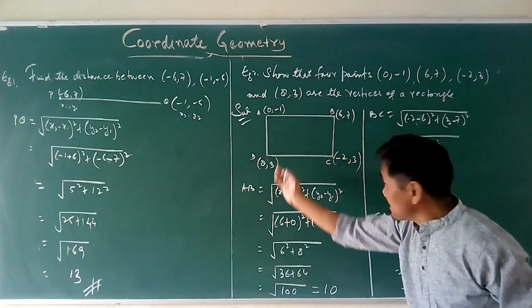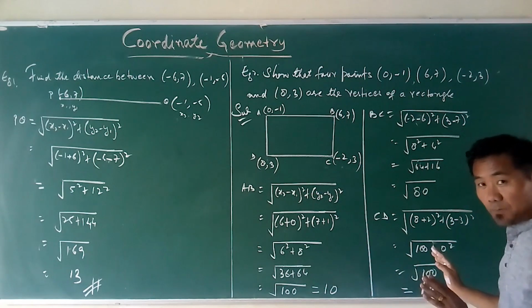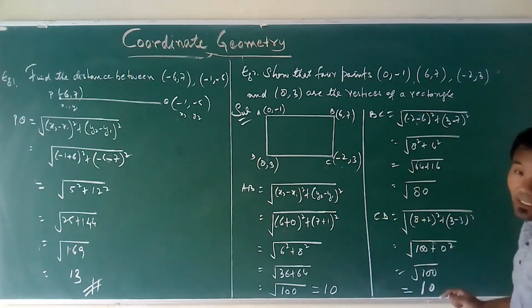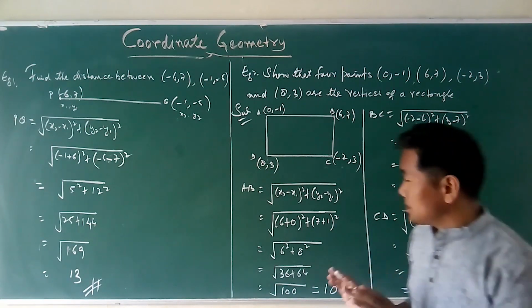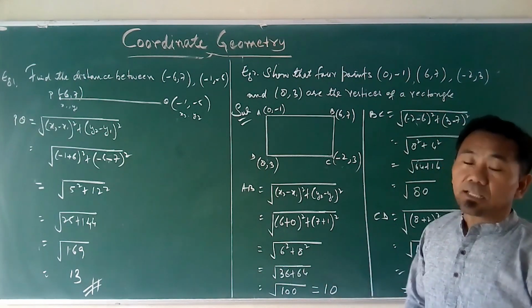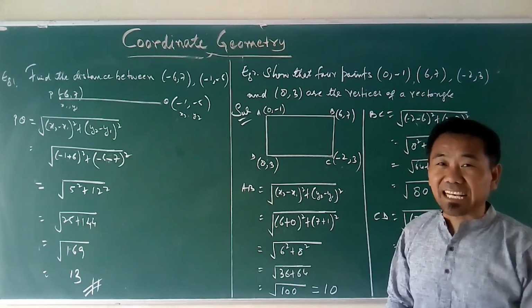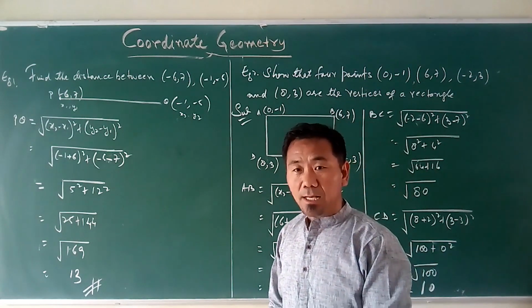So the opposite sides are equal, and we also check the diagonals. The diagonals are equal, so it is a rectangle. Next is the example on the section formula, where we draw the line.